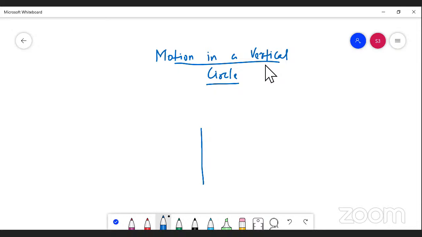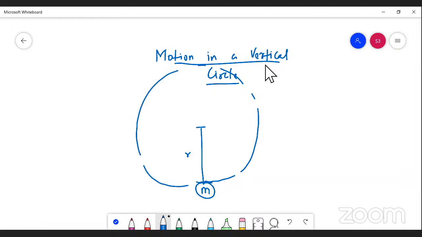Consider the length of the string. I just want to take one string. If you know the simple pendulum well, this is a bob, and the mass of the bob is m. This is simply to make a circular motion. The length of the string acts as the radius of the circular motion. So the mass of the bob m should make a circular path. What are the conditions?